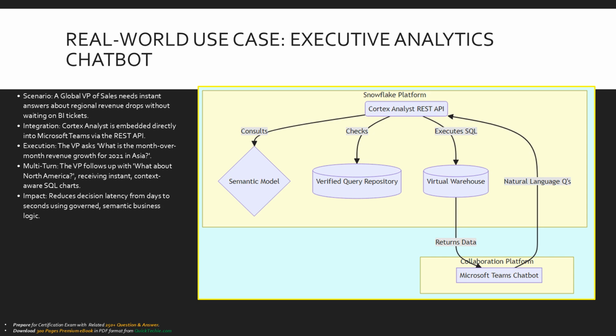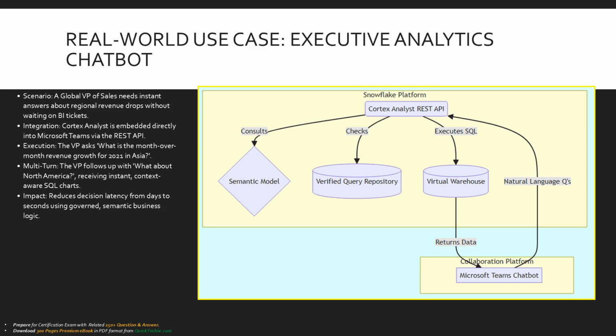Instantly, Cortex Analyst uses the semantic model to calculate the exact revenue metric and returns a precise answer. The VP then uses multi-turn conversation, asking, "What about North America?" The system maintains context, rewrites the query, and instantly provides the North American data. What used to take days of back and forth now takes literal seconds, driving a true data-driven, self-service culture.